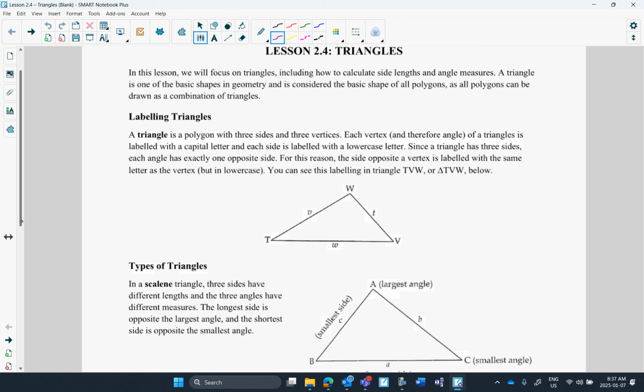So if you look at this triangle here, if this angle here is uppercase T, and if I draw an arrow to its opposite side, I call it lowercase t. And then you see the same thing was done with W and V. That's normally how we label.